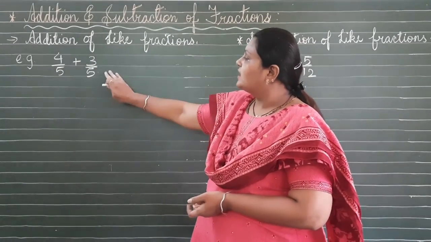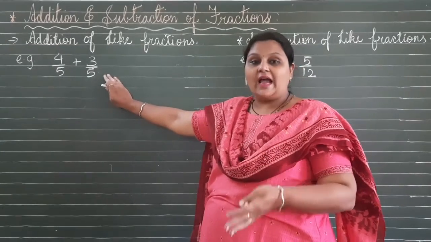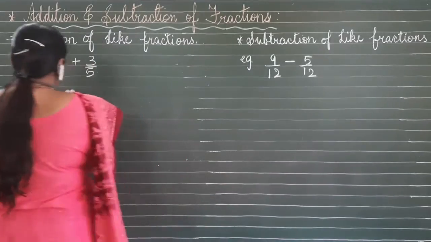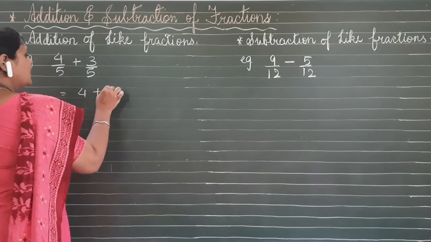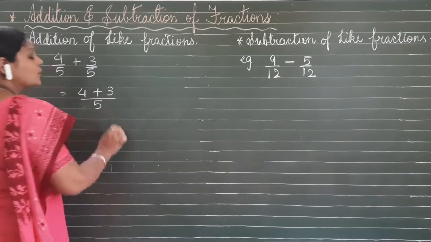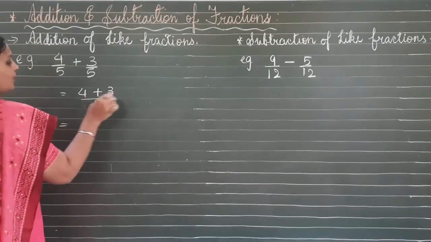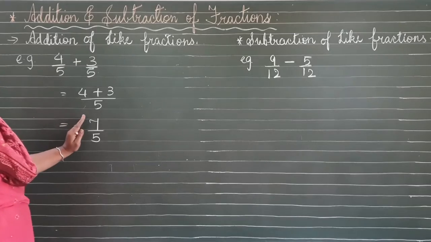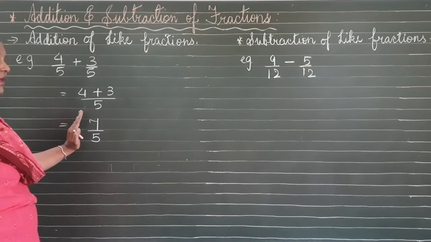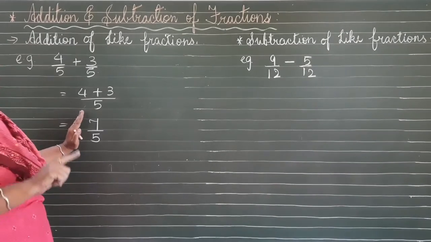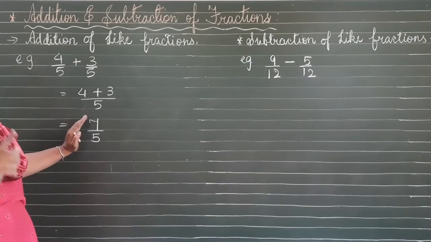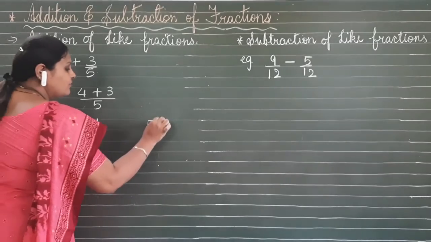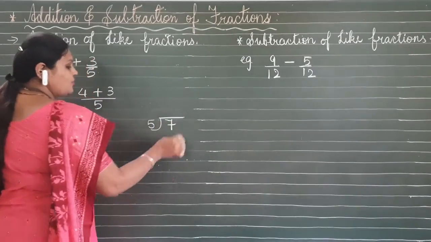Now when there is an equal denominator, we can add the numerator directly like this. 4 plus 3. 5 we will write as common. Now 4 plus 3, 7 upon 5. Now 7 upon 5 is an improper fraction. So we have to convert improper fraction into mixed. So by dividing we will convert into mixed.